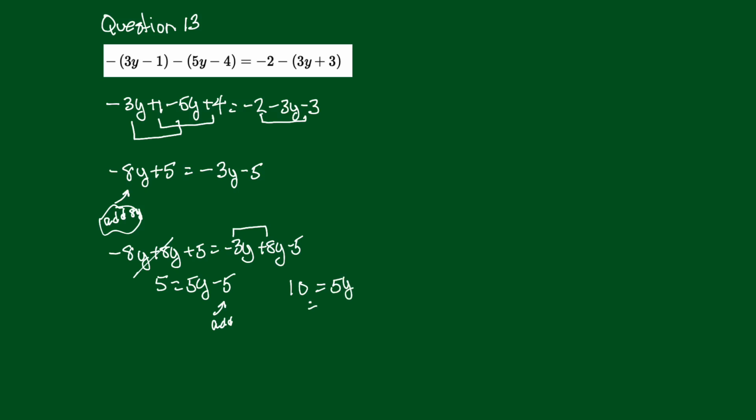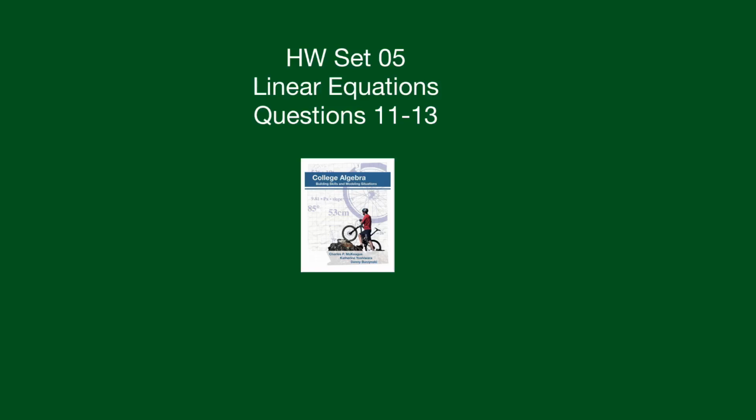One more step. Let's divide by 5. So 10 divided by 5 is a 2. 5 divided by 5 is 1. So I just get y is equal to 2. And that closes out our discussions of questions 11, 12, and 13 and homework set 5.